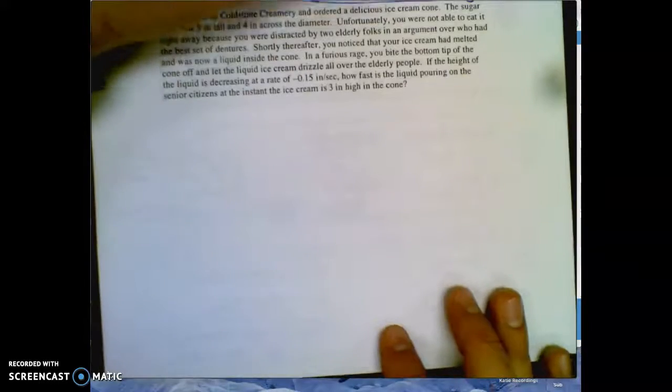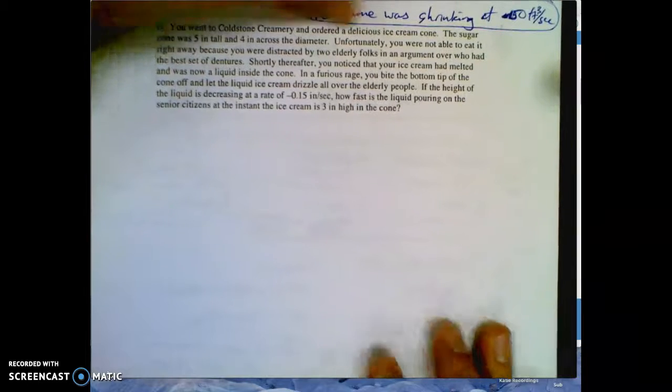All right, final problem. That was a pretty easy one. This one's pretty hard in comparison. So you went to Cold Stone Creamery and you ordered a delicious ice cream cone. The sugar cone was 5 inches tall and 4 inches across the diameter.